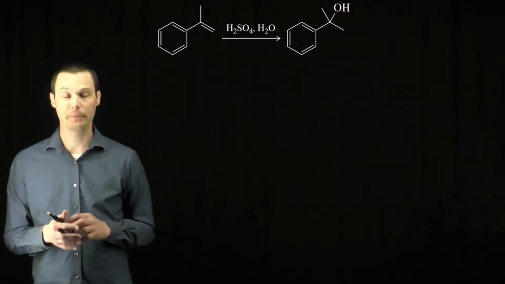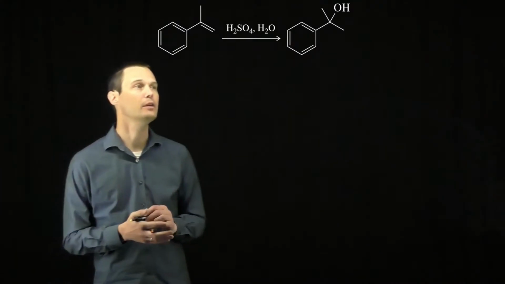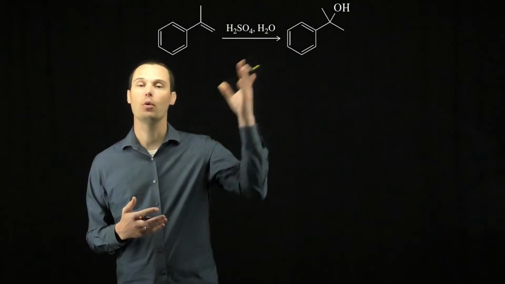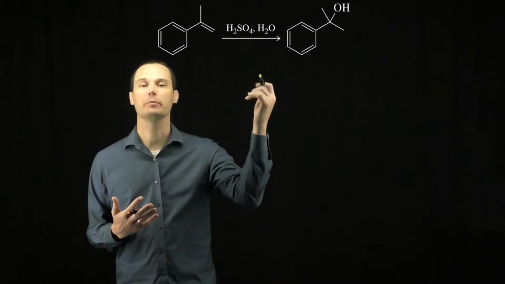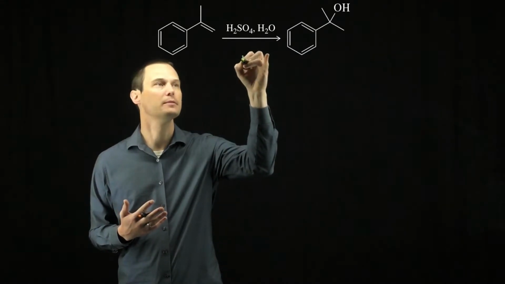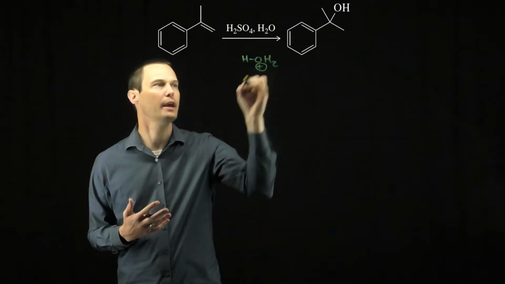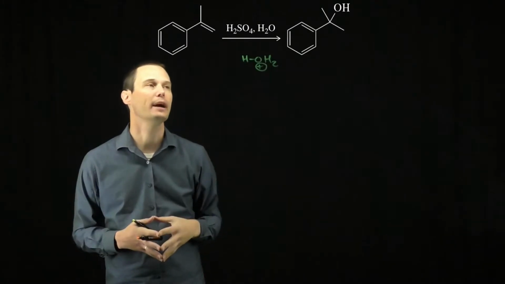This question asks us to show a mechanism for this alcohol formation reaction. This is a hydration of an alkene. So the first thing that's going to happen when we have water and acid together in solution is that water is going to be protonated by acid to form H3O+. And this will be our acid that carries the reaction through.